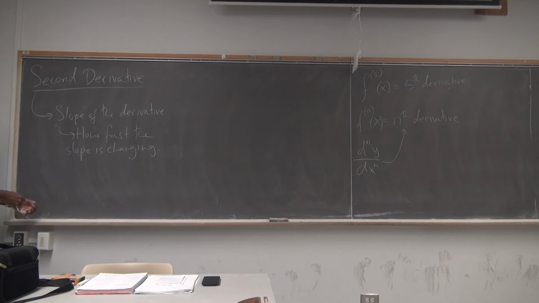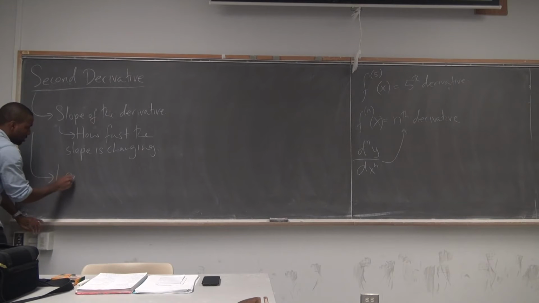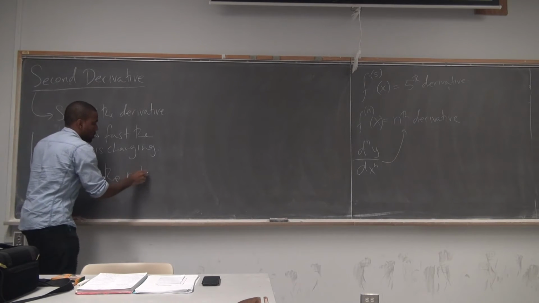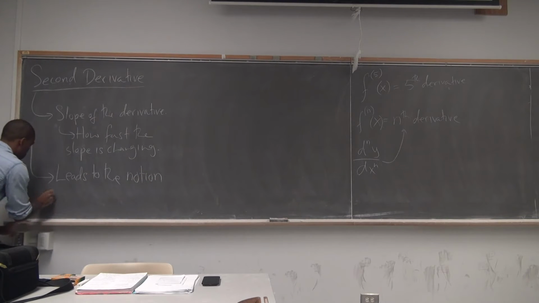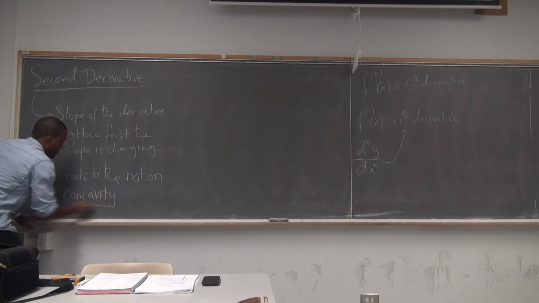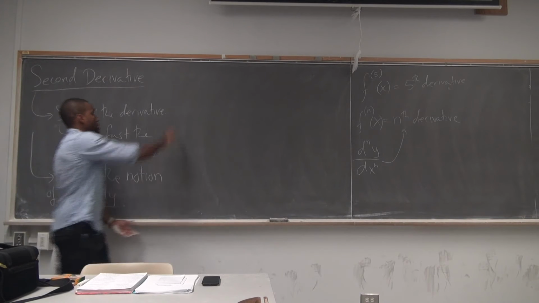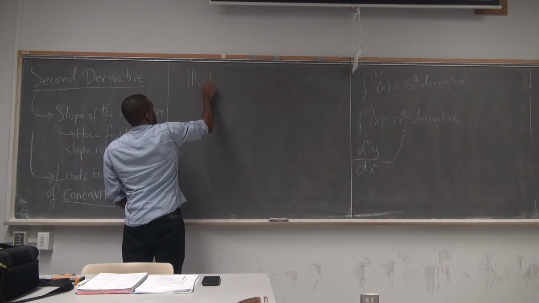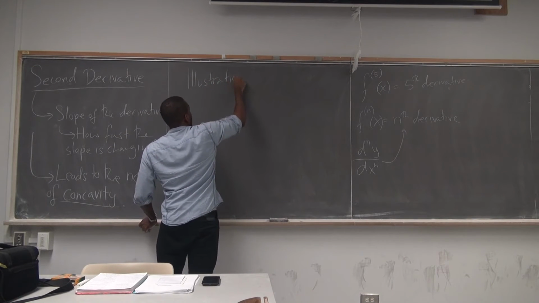Like that. So when you have a function, you can look at what the slope is doing, but then you can look at what the slope of the slope is doing. And that leads to the idea of concavity, which we're going to talk about. So let's look at an illustration before we talk about what that means.